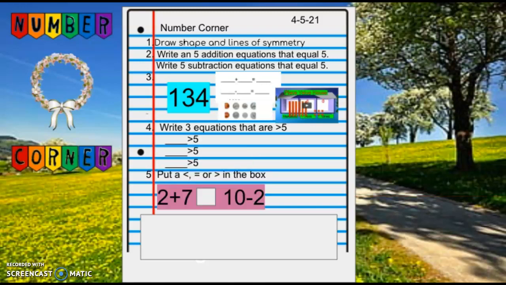And our last job today is number 5. You're going to put a less than, equal, or greater than sign in the box. So 2 plus 7, box, 10 minus 2. Please put a less than, equal, or greater than sign in the box.